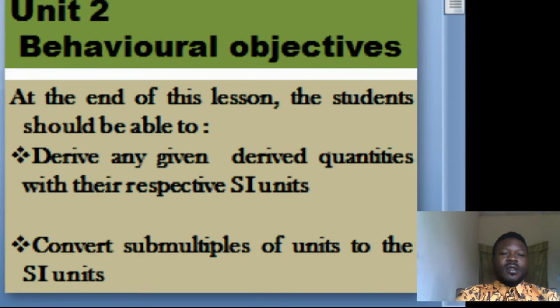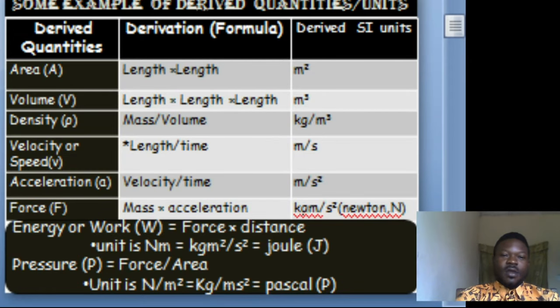So at the end of this lesson, you should be able to derive any given derived quantities and give their respective SI units. You must be able to convert these submultiples of units to the SI units we have. That is unit of length, meter, the unit of time, seconds, and so on. Now, these are some of the derived quantities we have.